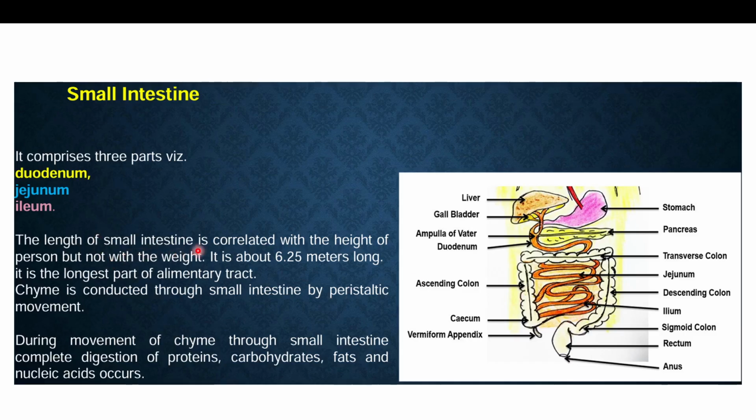The length of the small intestine is correlated with the height of the person, but not with the weight. It is about 6.25 meters long, and it is the longest part of the alimentary tract. And chyme is conducted through the small intestine also by peristaltic movement, peristaltic contraction. Okay. So during movement of the chyme through the small intestine, complete digestion of proteins, carbohydrates, fats, and nucleic acids occurs.